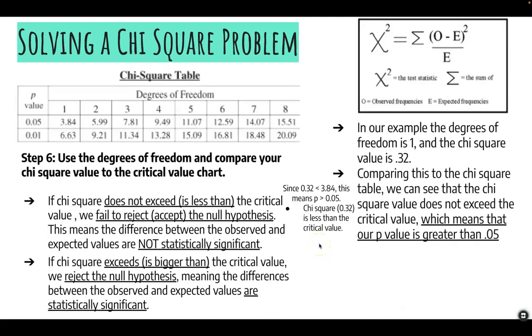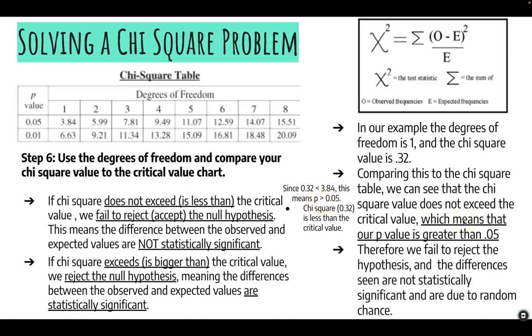And so comparing this to the chi-square value table, we see that our chi-square value does not exceed. It's less than 3.84, our critical value, which means that our p-value is going to be greater. And then again, like I said, that means we are going to fail to reject our null hypothesis, and it's due to random chance.